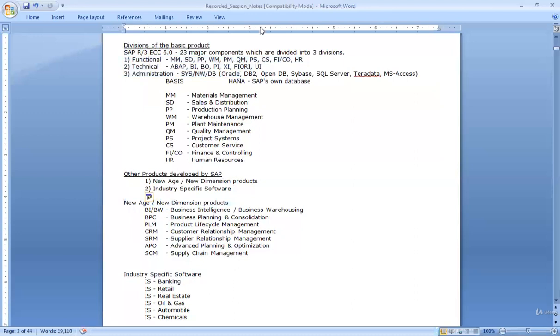All right. So this is a little bit about the introduction to ERP and SAP. In the next session, we're going to look at the other aspects of the introduction part.